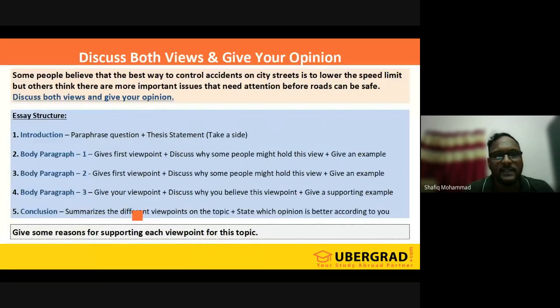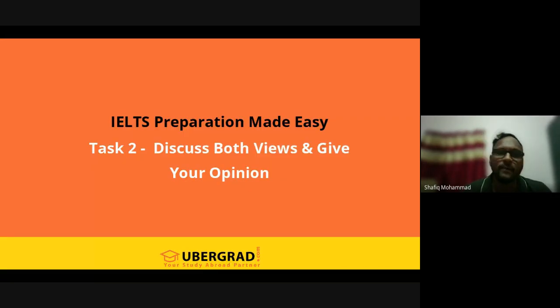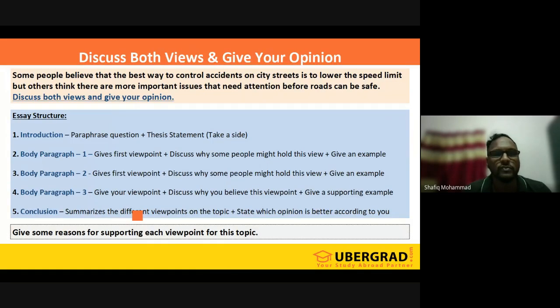Okay. Yes. So what are both views here? So let's see how you can talk about both the views. Okay. So some people believe that the best way to control accidents on city streets is to lower the speed limit. But others think there are more important issues that need attention before roads can be safe. So one view is talking about lowering the speed limits in cities, and another is that there are other issues. Why doesn't the government take care of those, right? So yes, both the views.